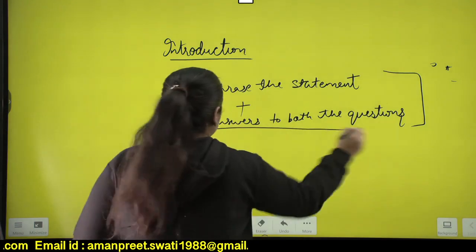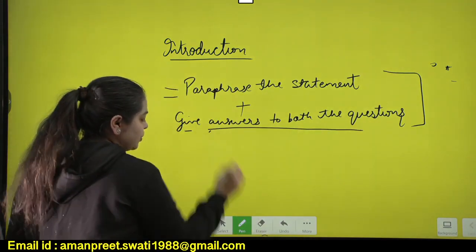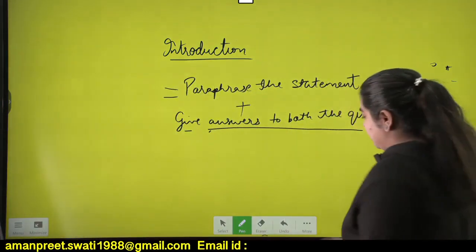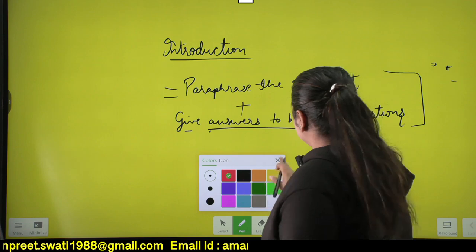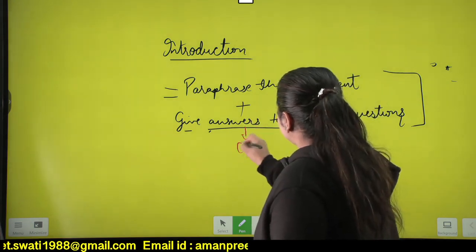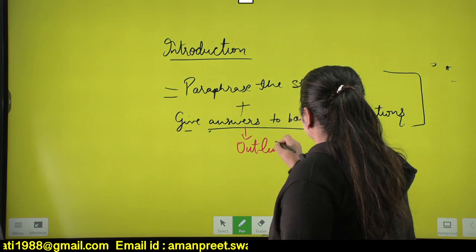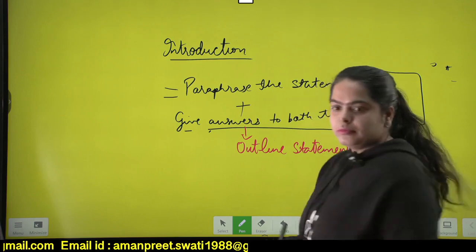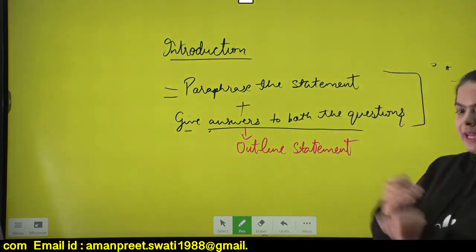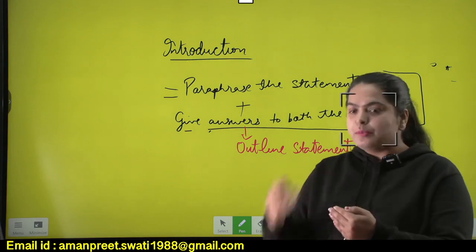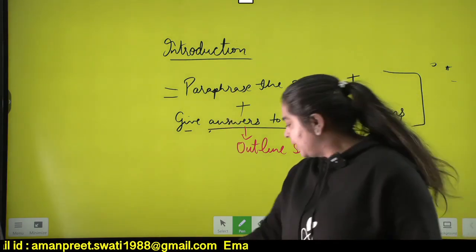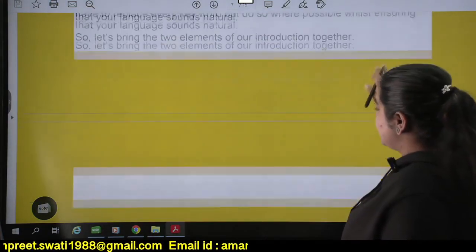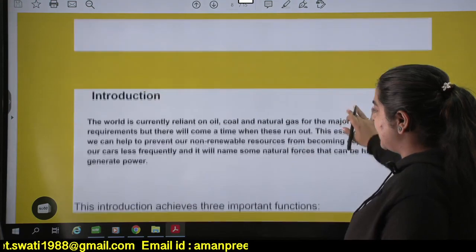Answers to both the questions is also referred to as your outline statement. This is your what? Outline statement. Okay? So introduction is equal to paraphrasing the statement plus give answers to both the questions. So this makes your introduction. You may use synonyms and all that. So this is our final introduction.